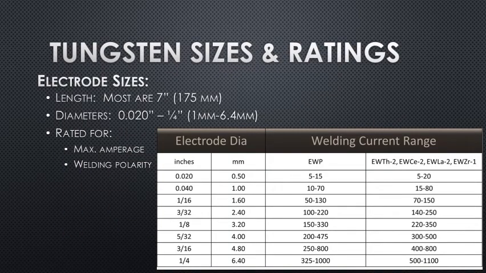All right, tungsten electrodes are mostly 7 inches in length, although some custom lengths are available. They're also available in diameters from about 20 thousandths of an inch to about 1/4 of an inch, or 1 millimeter to 6.4 millimeters. And each electrode diameter is rated according to the maximum amperage and the welding polarity that's being used. Because as you can imagine, when we're using alternating current or electrode positive, we're going to have much lower amperage capacity than if we're using DC electrode negative.